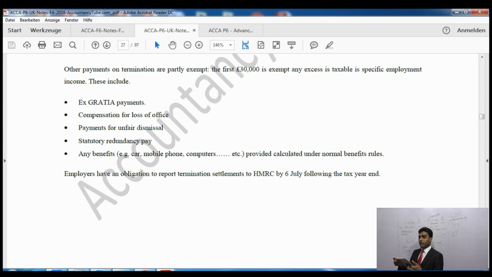Now this chapter is very, very important as far as these schemes are concerned, and please make sure you do not confuse these schemes with other ones. Now, the SAYE scheme was examined in a previous exam sitting. CSOP was examined as well in one of the previous exam sittings, and the EMI also was examined in one of the exam sittings as well.